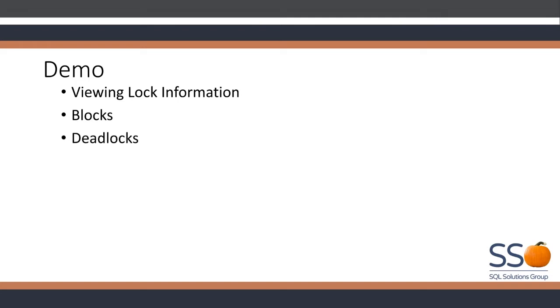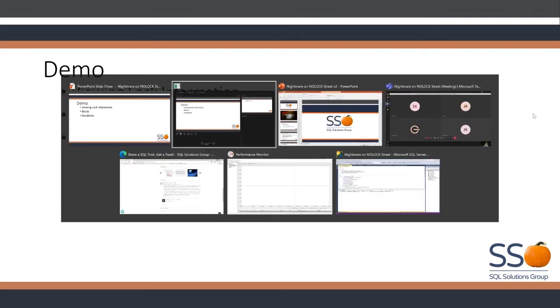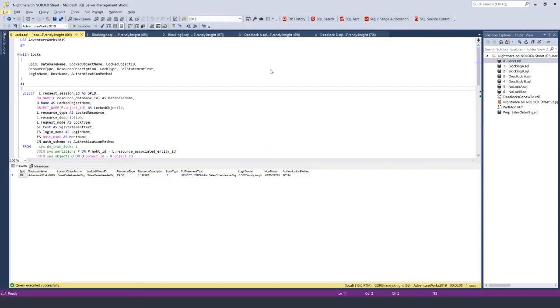Okay, that brings us to our first demo. We're going to look at 3 things. We're going to look at how can I see lock information that is in place. We're going to create a block and see how that works. And we're going to create a deadlock. All right, so let me switch over to SQL Server Management Studio.